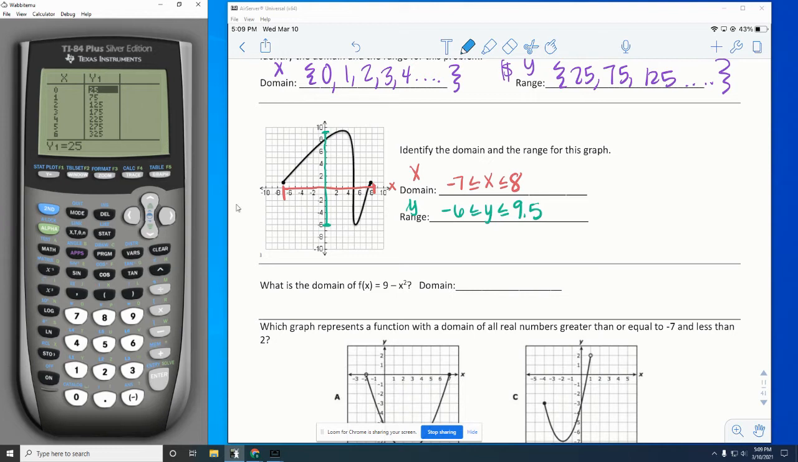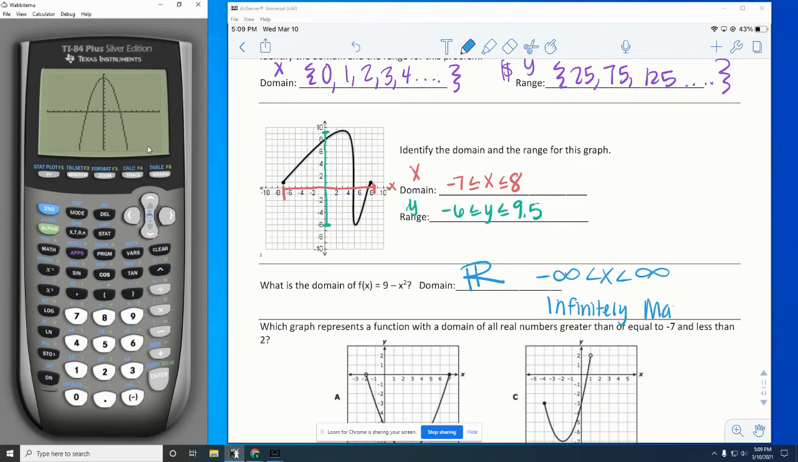What is the domain of 9 minus x squared? Well, let's take a gander at what this graph is going to look like. 9 minus x squared. So here's my graph. Oh, it's a quadratic. I know all domains for all quadratics are always all reals. You could also see it like this. You could also see it as the words infinitely many. So please remember, all three of these things mean the same thing, and all three of these could be used on your EOC.